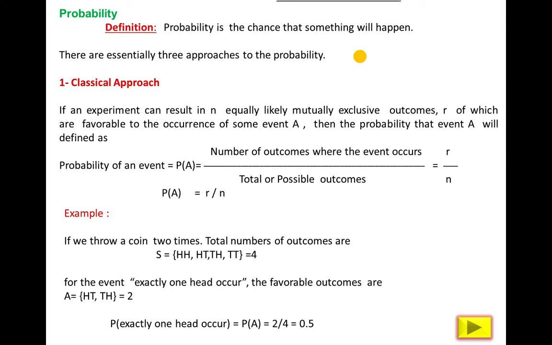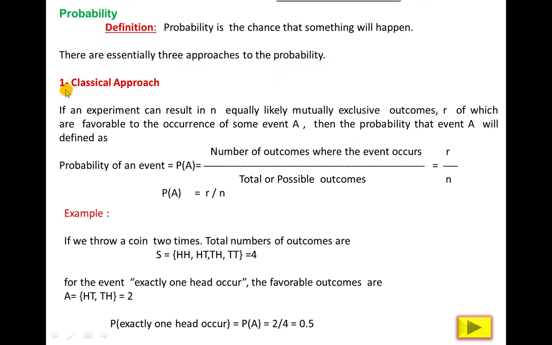The definition of probability is the chance that something will happen. This is the definition of probability. Probability is the chance that something will happen, the chance of occurrence of something. There are essentially three approaches to probability.